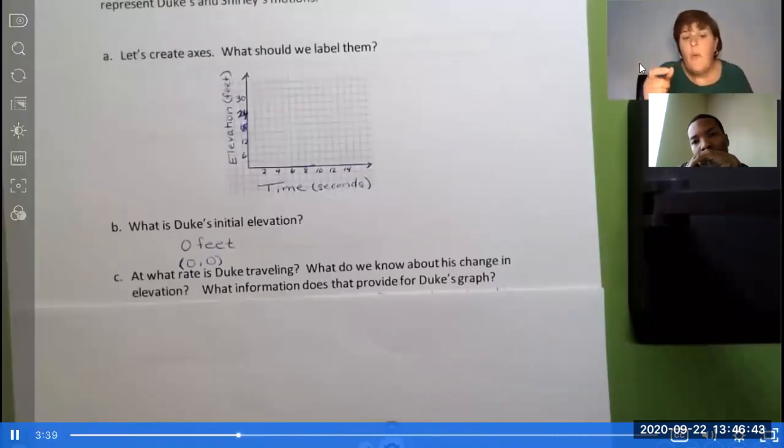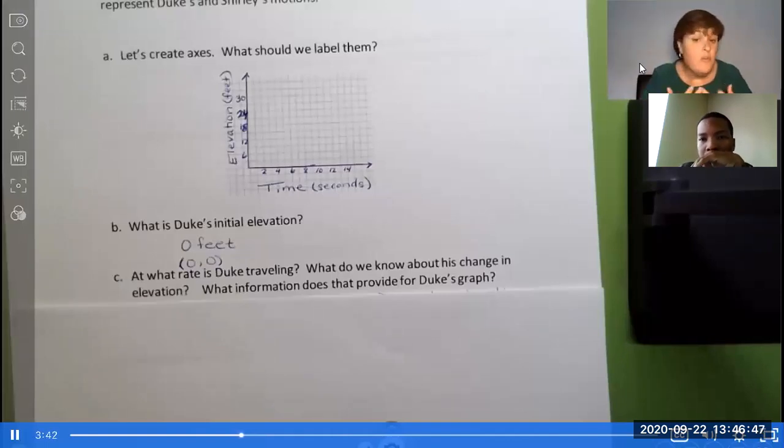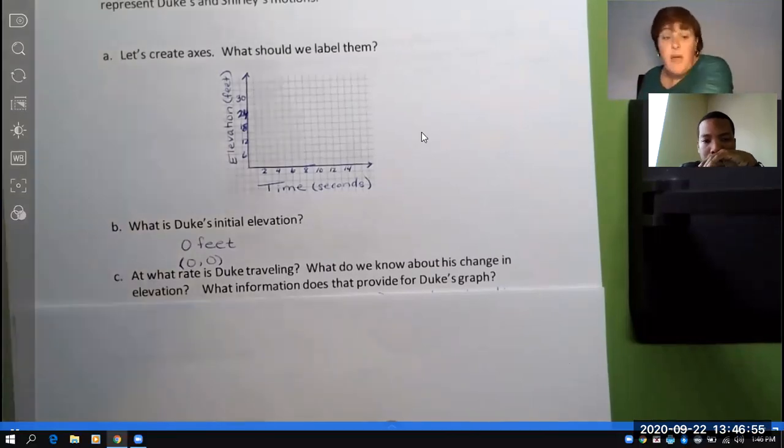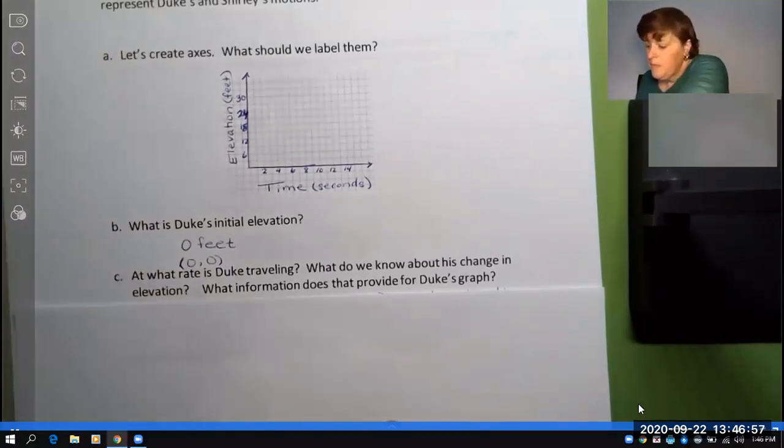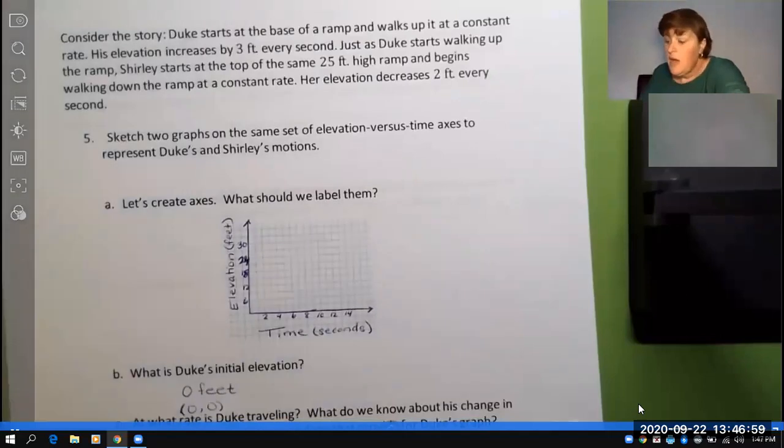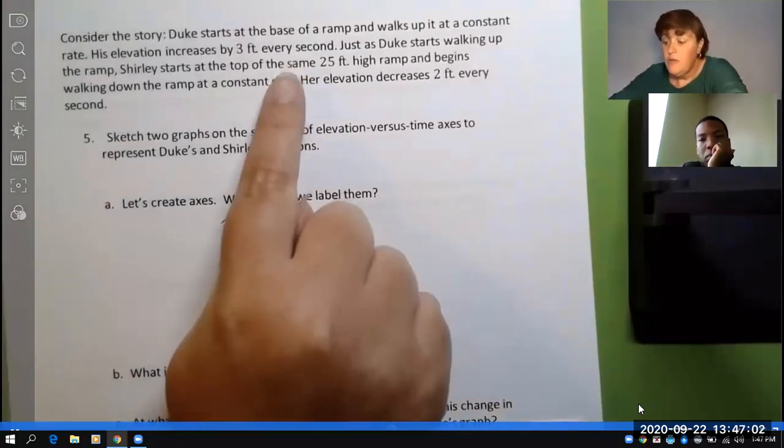At what rate is Duke traveling? What do we know about his change in elevation? And what information does that provide for Duke's graph? All right, got a lot going on here. So let's go back to the story. At what rate is Duke traveling?